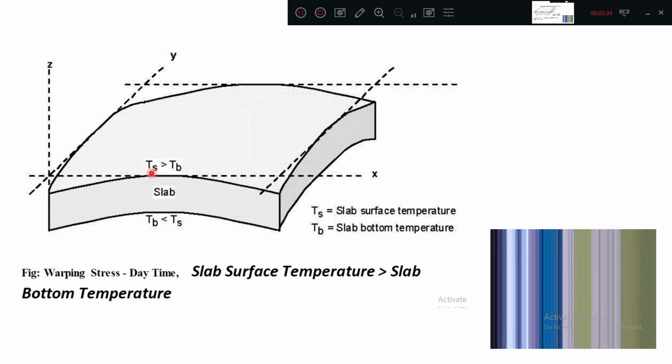Here Ts is greater than Tb. What do you mean by this? Surface temperature is greater than bottom temperature. Here also same thing, bottom temperature is less than surface temperature. One thing you want to note: frictional stress will come at the surface where the slab and the subgrade meet.